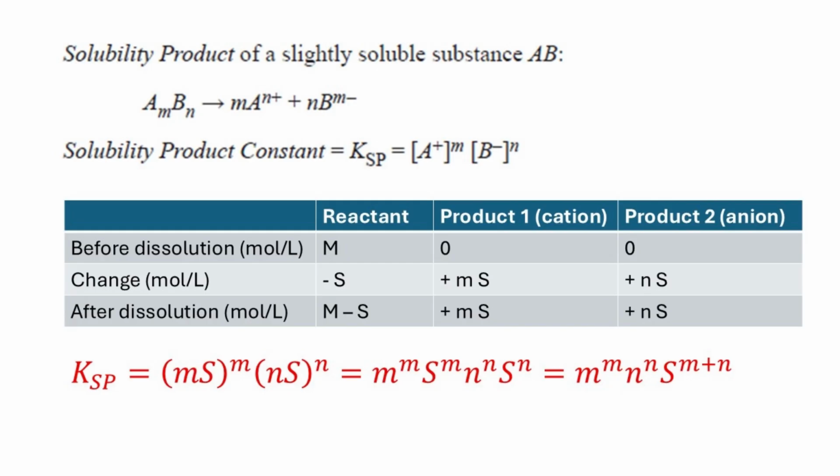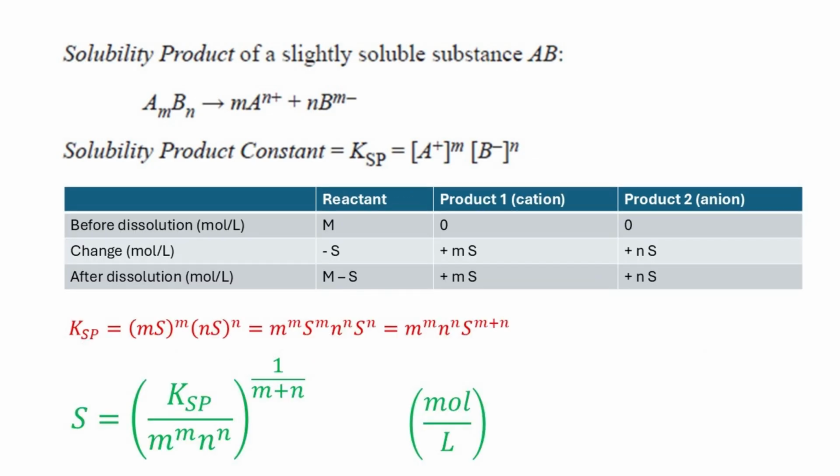Now we can substitute these molar concentrations into the equation of the solubility product constant, Ksp. You can pause the video at this time to see how the basic rearrangement helps us to evolve this equation into its final form. Ksp equals m raised to the power of m, n raised to the power of n, multiplied by s raised to the power of the sum of m and n. With Ksp on the left side and s on the other side, we can rearrange this equation to express s using Ksp, which is the equation we have in this slide.